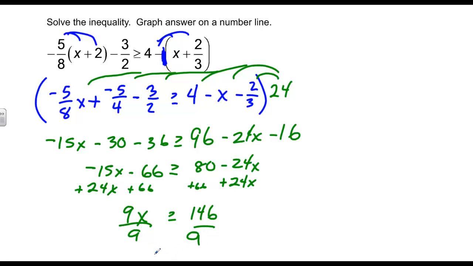Since it's a positive, I don't need to reverse the inequality. And when I divide both sides by the 9, I get x is greater than or equal to 146 over 9. That doesn't reduce. So we come over here, 146 over 9 is included. And I'm looking for greater, so I move to the right.